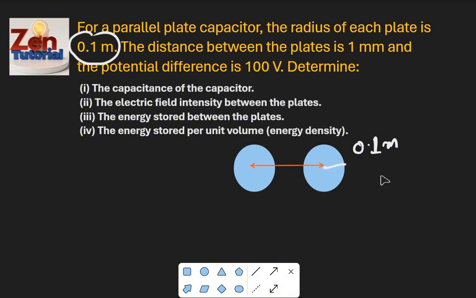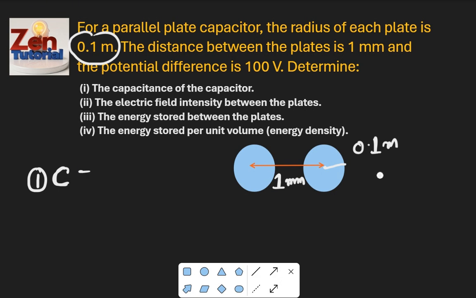So the length is 1 millimeter. What we have to determine first is the capacitance of the capacitor. So the very first one, we have to determine the capacitance of the capacitor formed by two parallel circular plates. The value is given here.